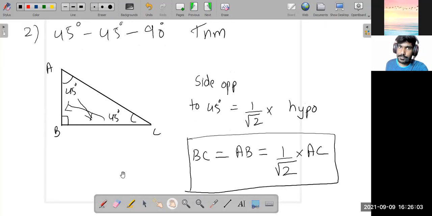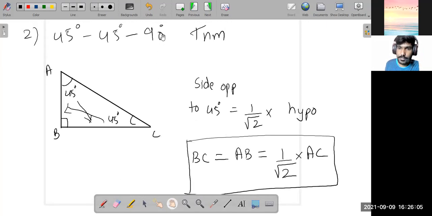Is this clear? Only one formula is there in this? No, actually there are two sides, but both of them will be equal. Only one formula is there in this, yes, because 45, 45, that's the same matter.